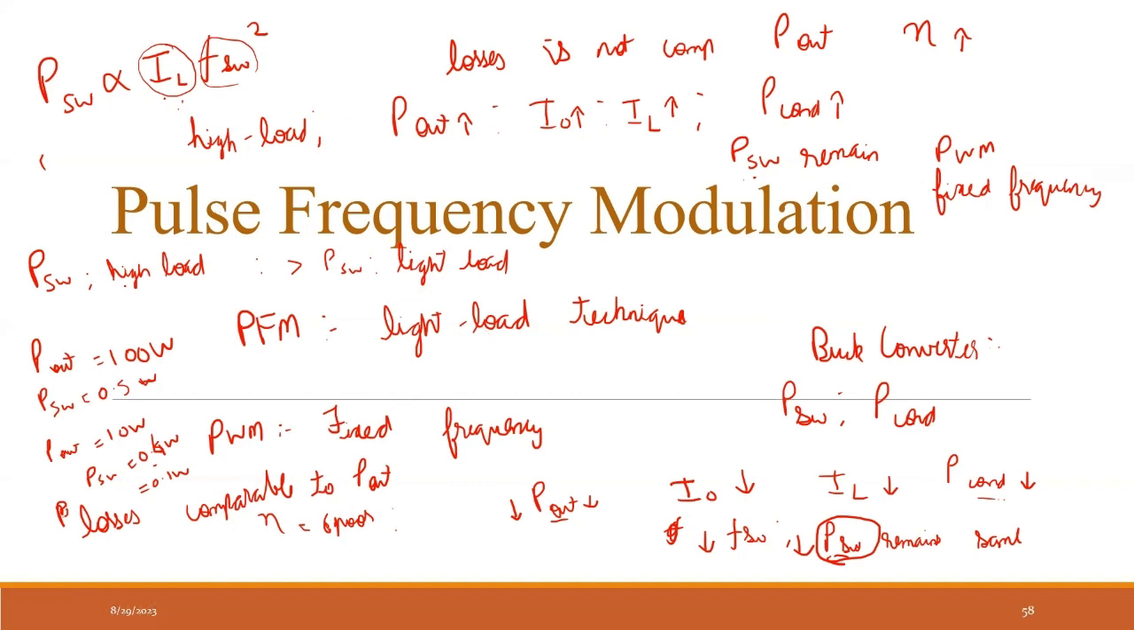So based on the loading condition, which loss needs to be reduced will be decided. Based on that, the modulation technique will be selected according to the loading condition. So maybe at light load they may use pulse frequency modulation, and at high load they use pulse width modulation. Like that they can operate.